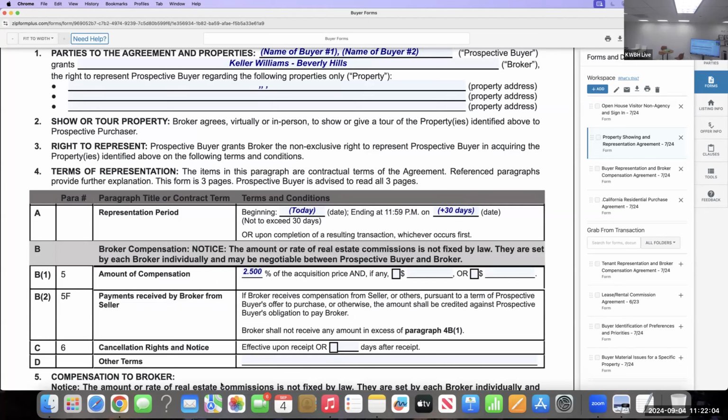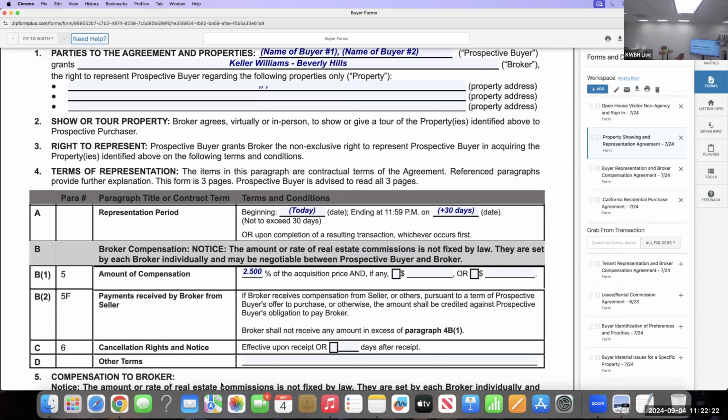Interesting. How do you know that the seller's compensating? Deal with the listing. No matter what, we are going to write an offer that asks the seller to pay our fee.